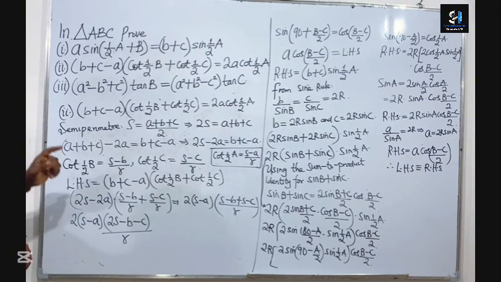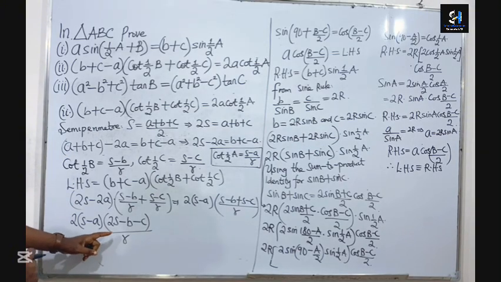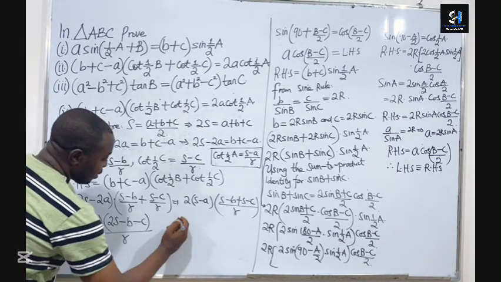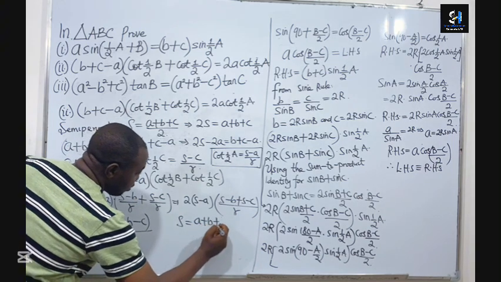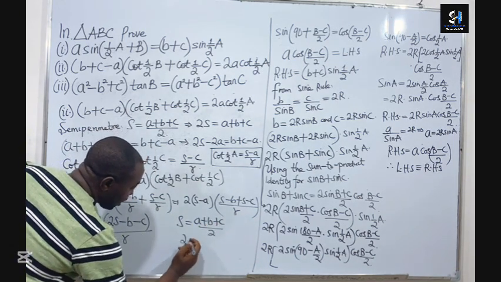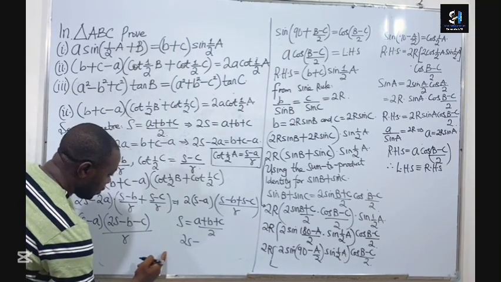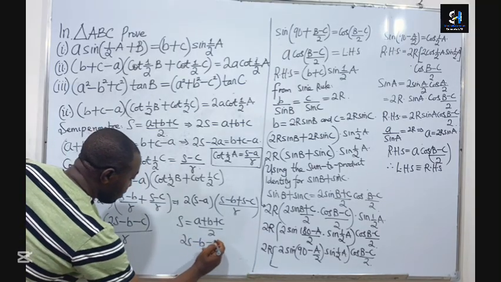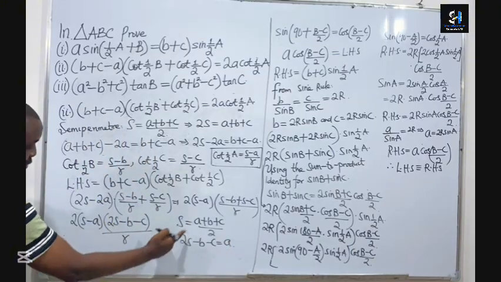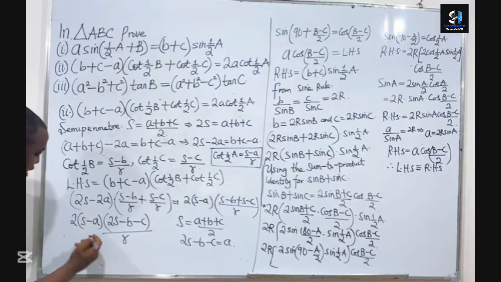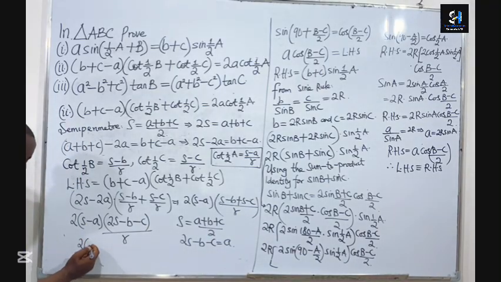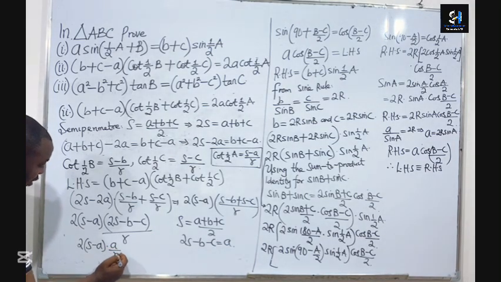Now, this is very important. Now, we have 2S minus B minus C. We have S equals A plus B plus C over 2. And that means 2S minus B minus C will be equal to A from here. Okay, so this will be equal to side A. So we have 2 parentheses S minus A multiplied by A over R.